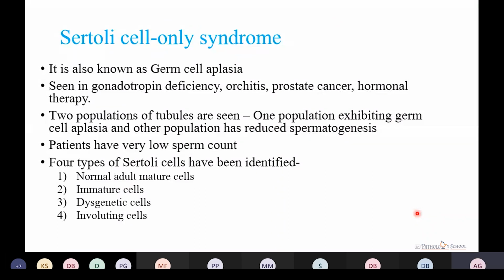Sertoli cell only syndrome is also known as germ cell aplasia. It is seen in gonadotropic deficiency, orchitis, prostate cancer, and patients who are on hormonal therapy. There are two populations of tubules seen, one population exhibiting germ cell aplasia and the other with reduced spermatogenesis. The patients have very low sperm count, and the Sertoli cell can be seen in four forms: normal or adult or mature Sertoli cells, immature Sertoli cells, dysgenetic Sertoli cells, and involuting cells.